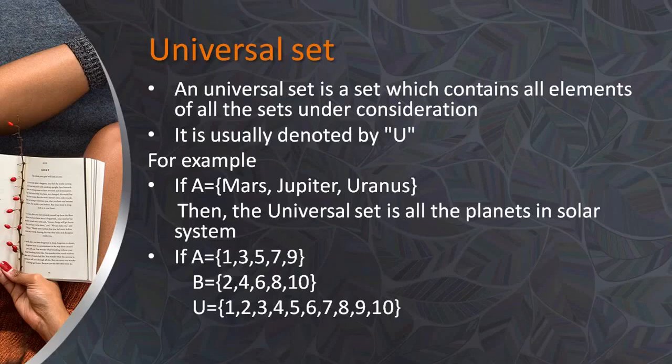Another example is if A is equal to {1, 3, 5, 7, 9} and B is equal to {2, 4, 6, 8, 10}. Then the universal set would be U is equal to {1, 2, 3, 4, 5, 6, 7, 8, 9, 10}.